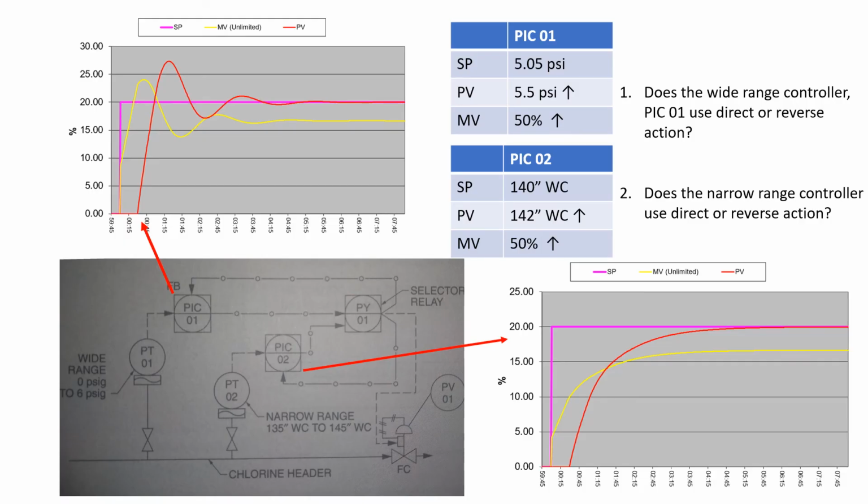But questions number 2, it should say 2 and 3 here. Are we direct or reverse action? Number 2 is the wide range controller PIC01. Is that direct or reverse action? If we simply plug in the numbers just like we did before, say we have a setpoint of 5.05 and our process variable is 5.5, we want this valve to be opening more, right? So we want these to line up, so we want it to be direct acting.